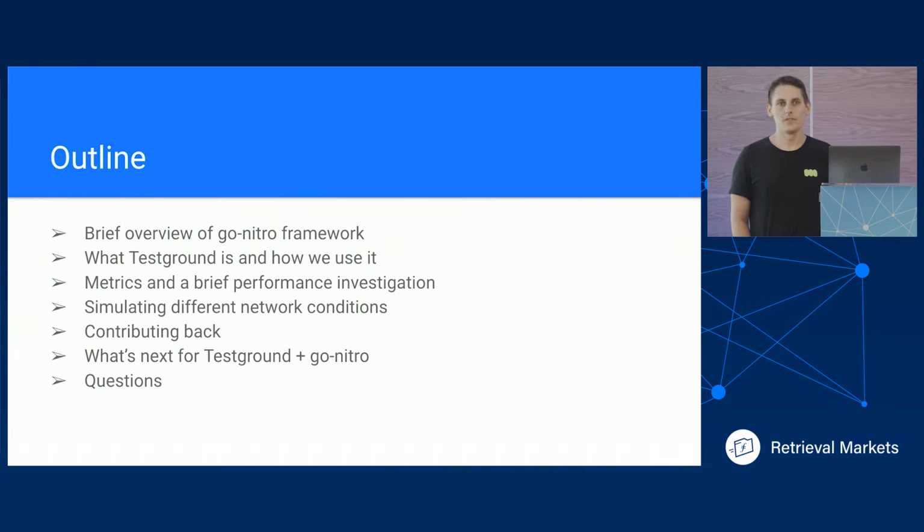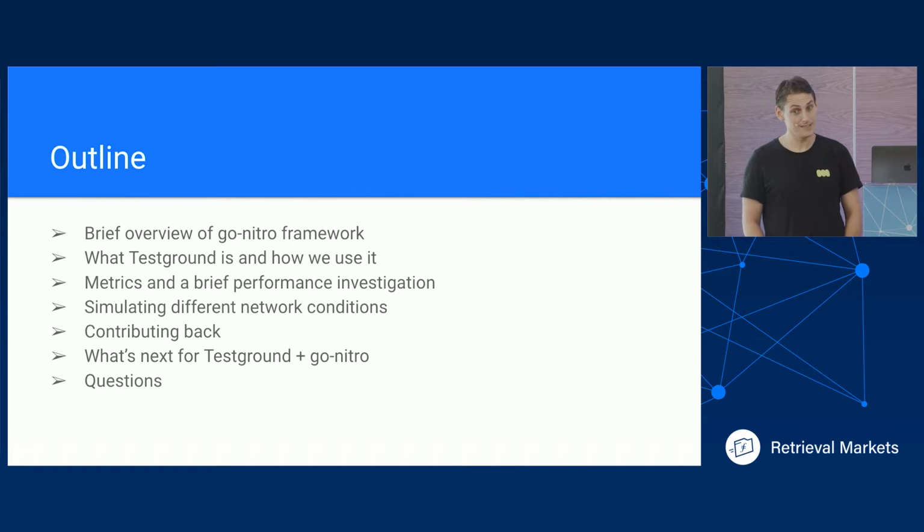I'll start off with a brief outline. I'm going to give a brief overview of our Go Nitro framework. It'll be similar to what George covered, with some slightly different diagrams, maybe a few added mistakes. I'll talk about the Testground testing tool and framework and how we use it. I'll talk about some of the metrics we capture from our Testground tests, and we'll do a little bit of a performance investigation into it.